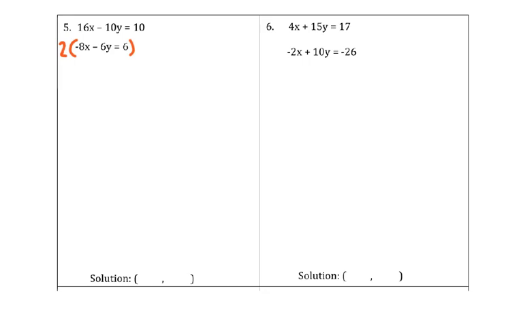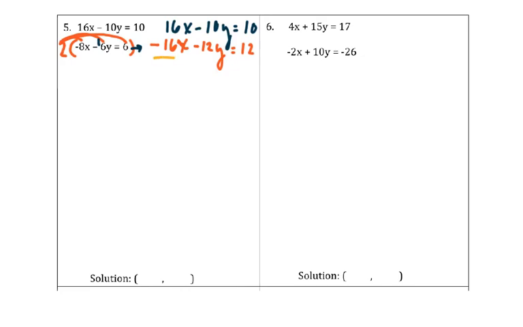Okay, so what we're going to do is we're going to multiply this times 2 to make the x's cancel. So the first term gets to stay, 16x minus 10y equals 10. The first ones are fine. But in the bottom ones, I'm going to multiply every piece times 2, so that way I can make them cancel. 2 times negative 8 is negative 16 with an x. 2 times negative 6 is the number negative 12 with a y. 2 times 6 is the number positive 12. Okay, so I rewrote the first equation, and then I multiplied the second equation every piece by 2, and that's how I got this piece here.